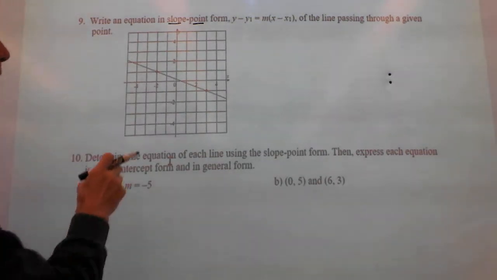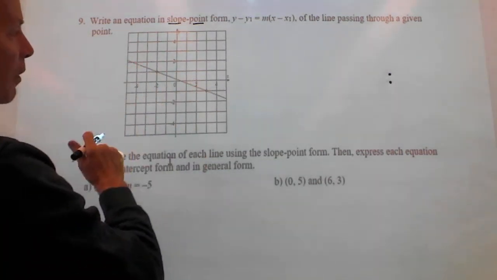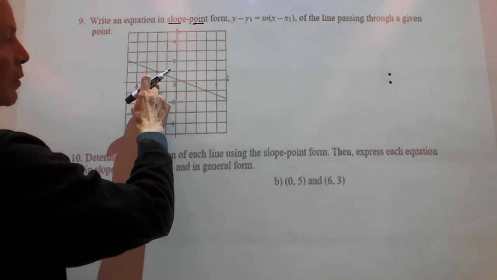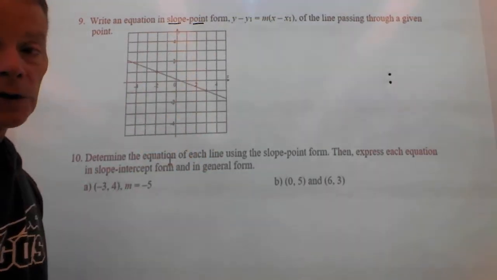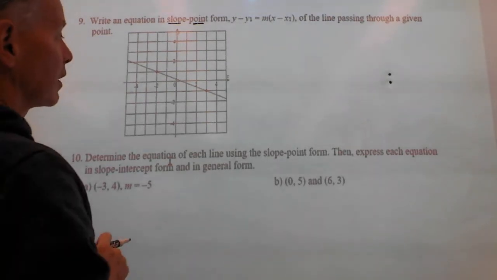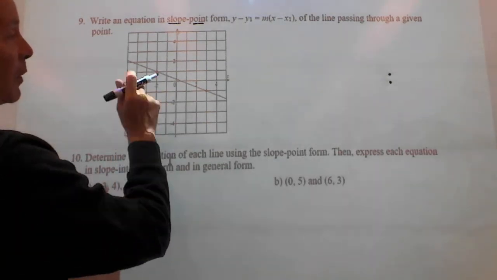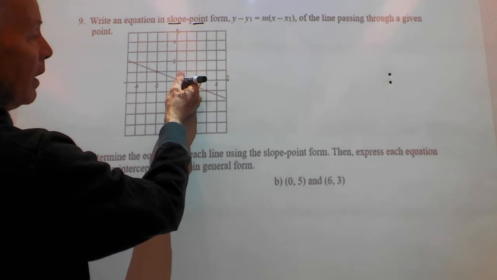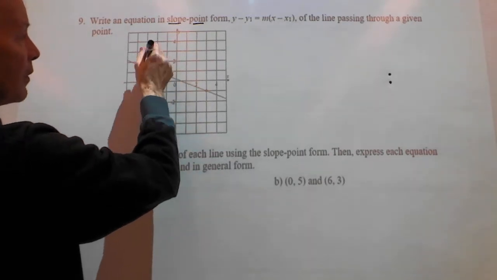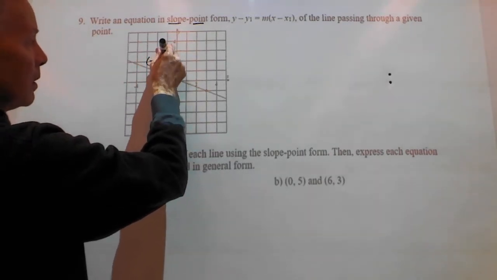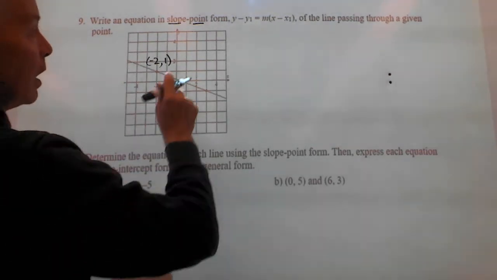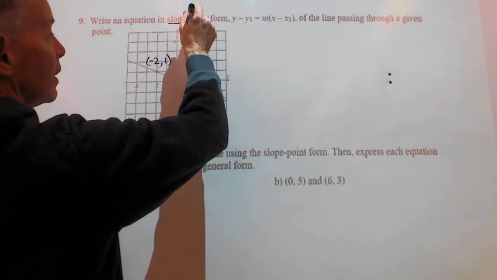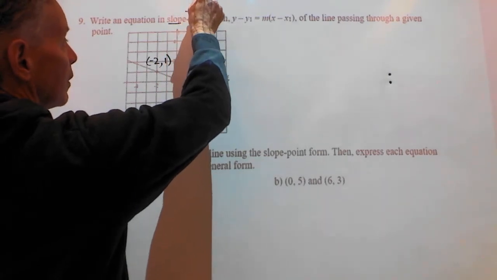Now, they've given us a couple of points here. So, this will be the point that we'll choose to plug into our slope point formula. We could just as easily choose that point, and you'd still be correct. But we're going to pick this point. And this point is -2 and +1. So there's the coordinates for our point. So we've got our point now. It's -2 and +1.